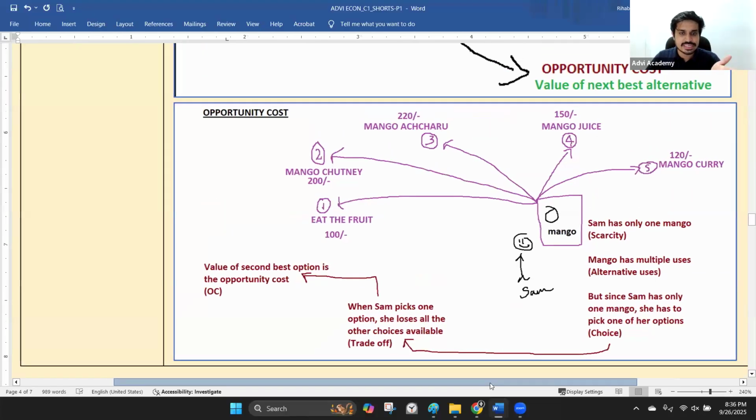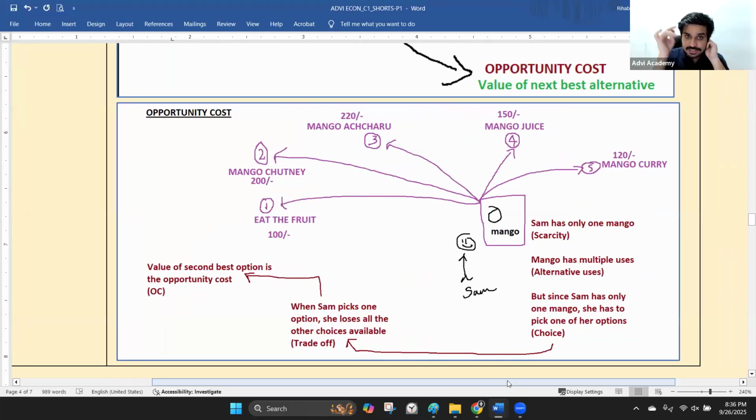Sam has a mango, and her options are eating the fruit, mango chutney, mango achar, mango juice, mango curry. We have given her 5 alternative uses. We have given the price of all those 5 alternative uses also, right? Because she has only one mango, that shows scarcity. The mango has multiple uses, so that shows the alternative uses. But since Sam has only one mango, she has to pick one of her options. That actually shows the choice part.